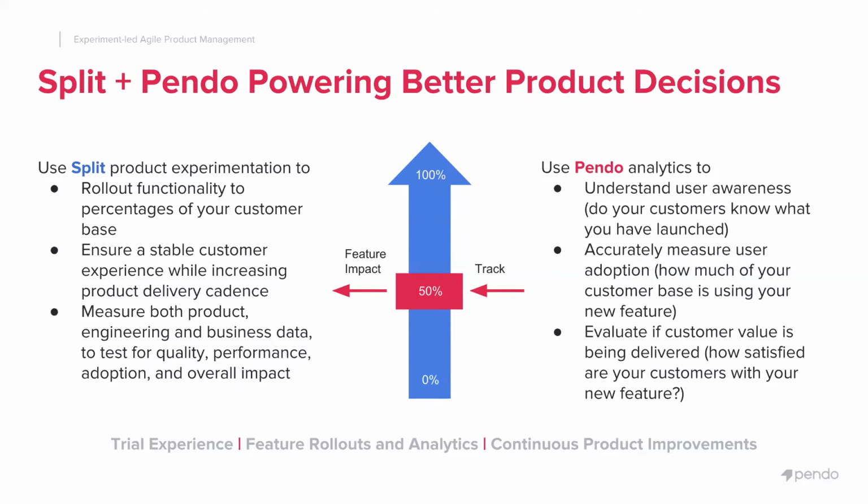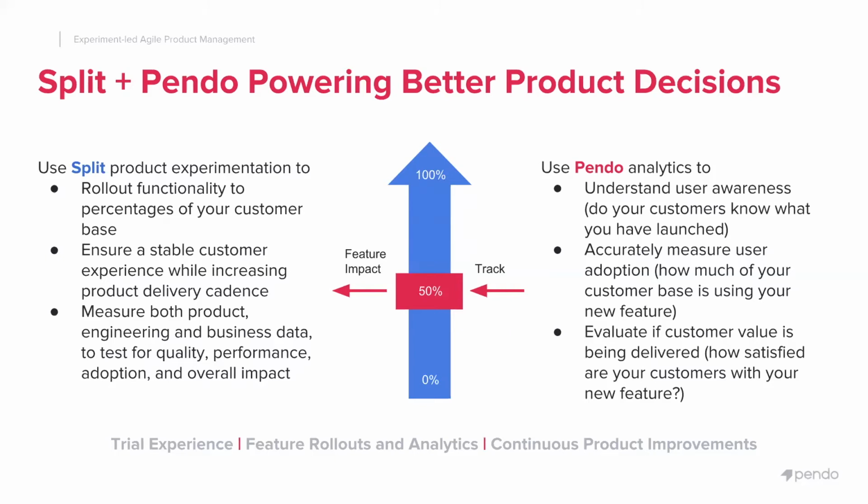This is how we think about integrating our 2 products. So just to summarize, Split gives you that capability to release functionality to subsets of your population. You can complement that with data coming in from Pendo so that you can understand engagement, usage, and be able to make those decisions around, did it have the desired outcome, and are you shipping more valuable software?